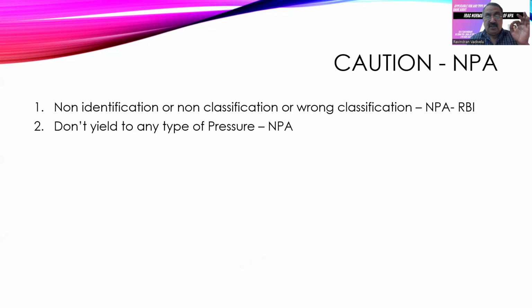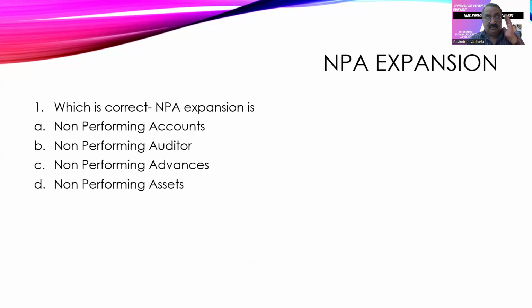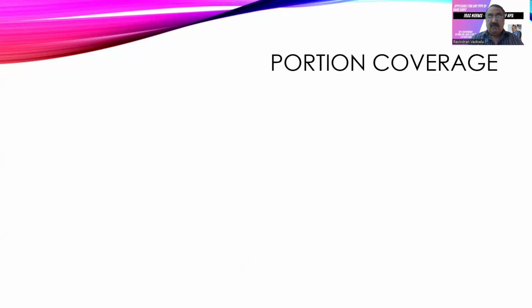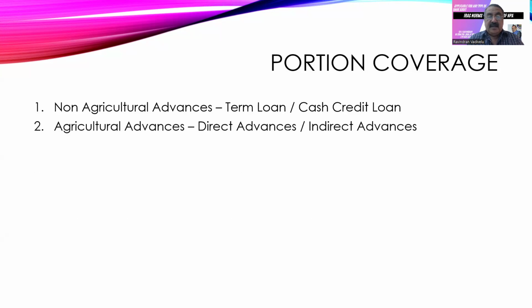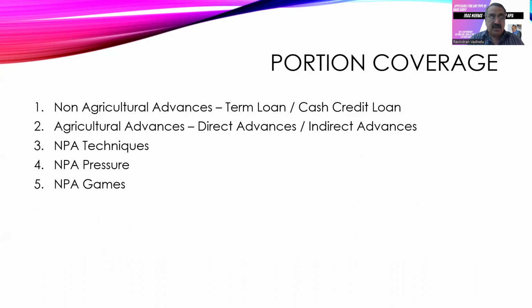That is why I want to start this presentation with the correct caution. Which is correct? NPA expansion: non-performing assets, non-performing accounts, non-performing auditor, non-performing advances? I think you know it. It is non-performing assets. Today we are going to take up the non-agricultural advances, with specific reference to term loan and cash credit, and agricultural advances, direct and indirect advances. These two topics I am going to give elaborately, and wherever possible, I am going to share the NPA techniques, NPA pressure, and NPA games.